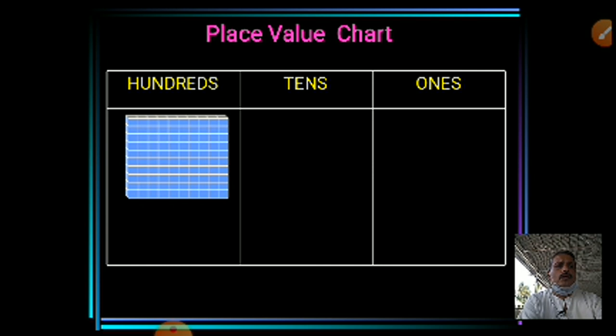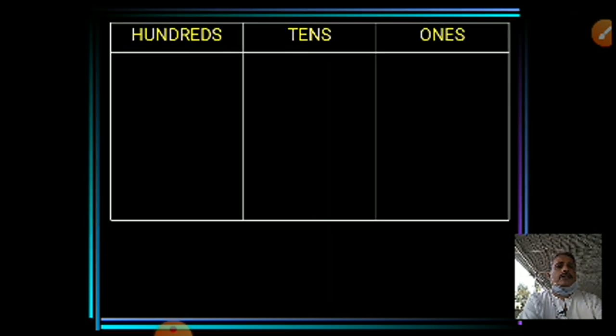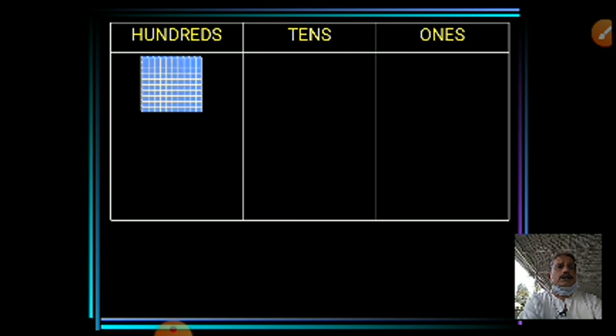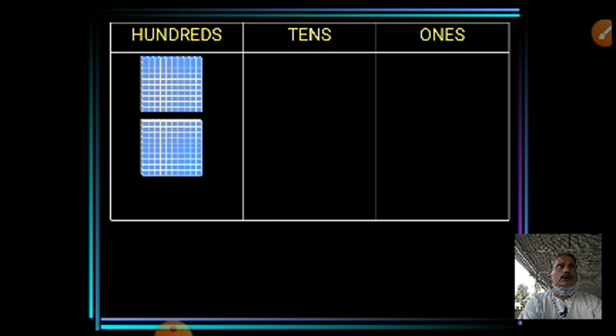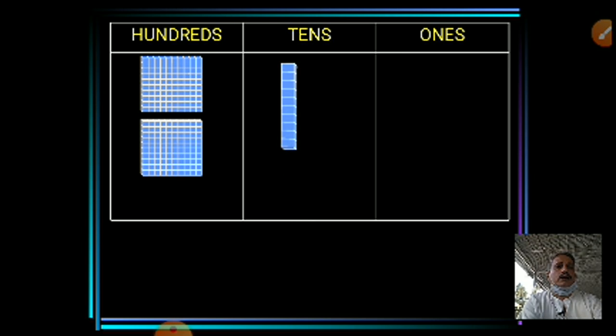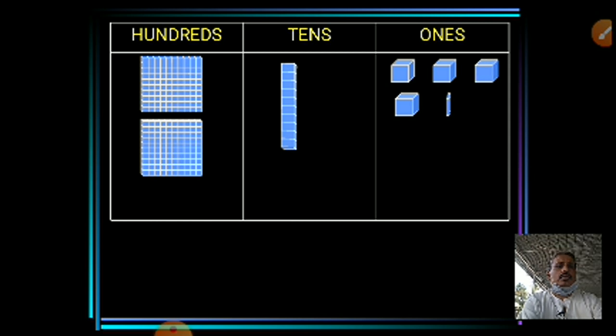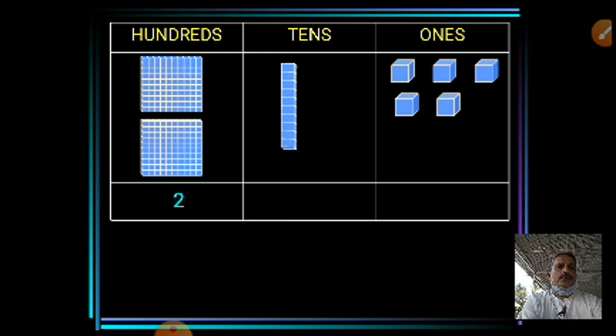Here is a picture of one group of cubes. In the second picture there are some groups of tens, and in the third, one cube of 1 only. Let's do another example. See, there are 2 bunches of hundreds. In the same way, on the tens place 1 group of tens is shown. On the ones place you can find some cubes. So there are 5 cubes.